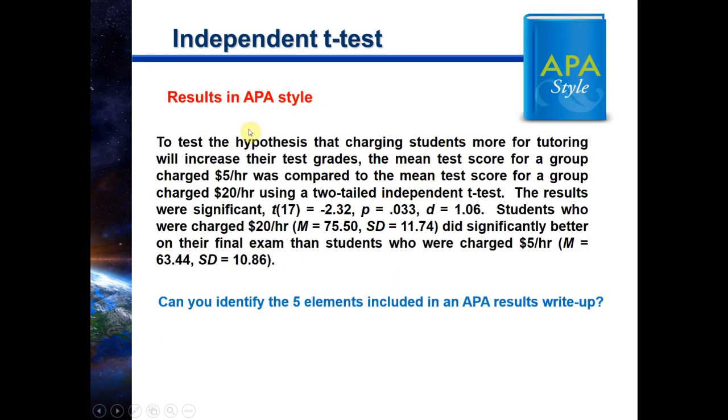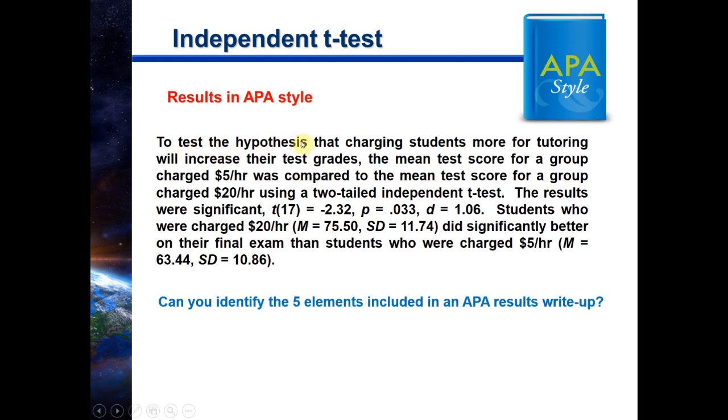How do we write up the results in APA style or format? Well, you should recall the 5 elements of an APA write-up. And if you want to pause the tape now and try and write them up, try and identify them, that would be an excellent idea. I'm going to wait just a second here for you to pause, and then I'm going to tell you what the 5 are. Okay, so the 5 elements.